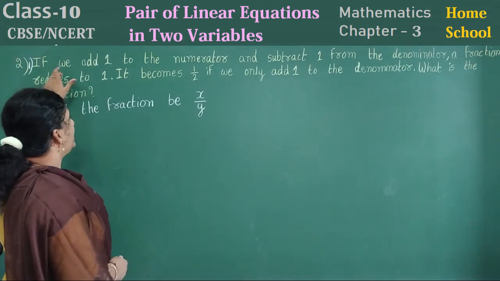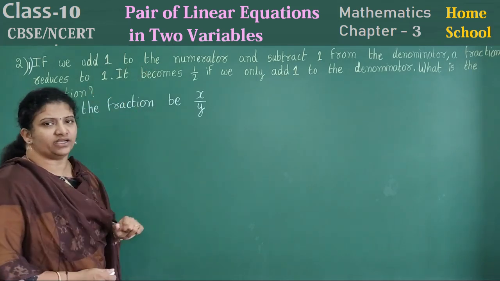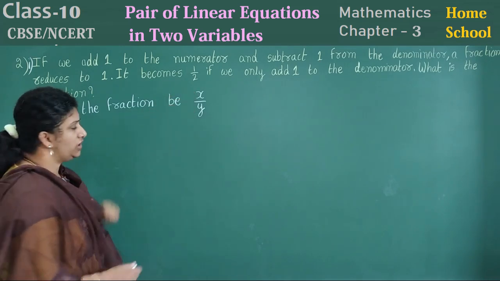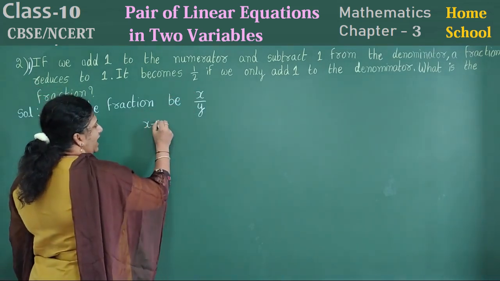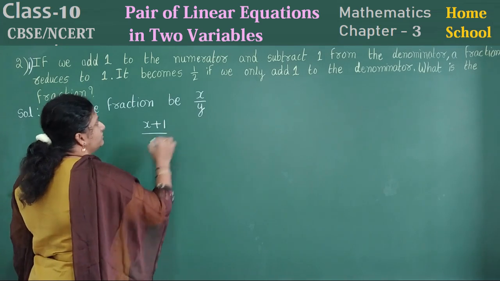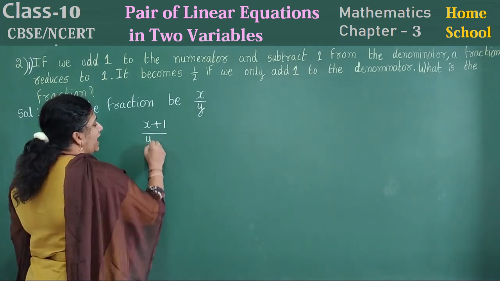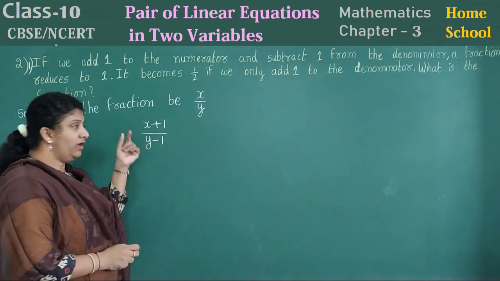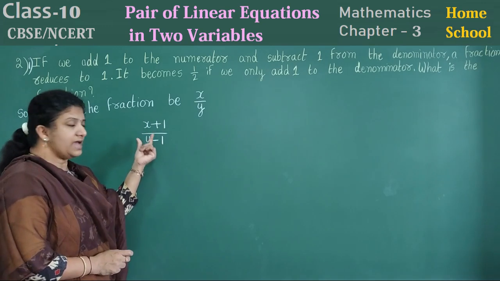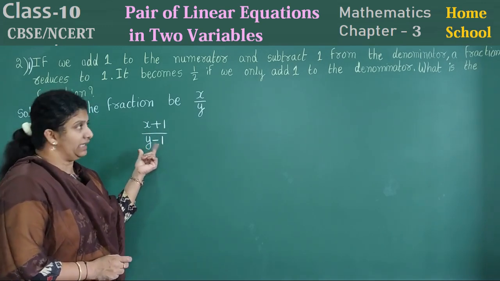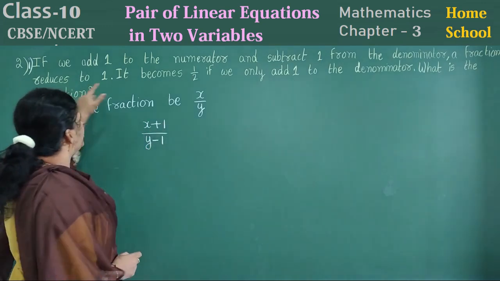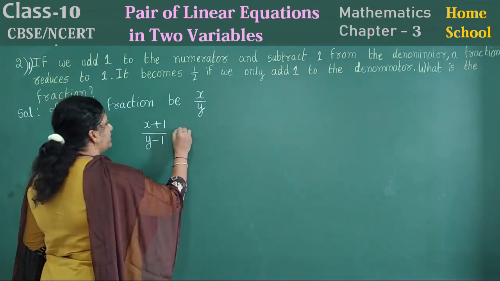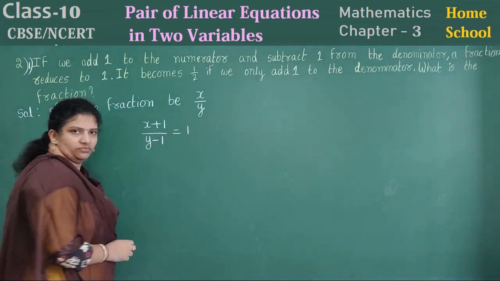Now read once again. If we add 1 to the numerator, this is numerator and this is denominator, right? Add 1 to the numerator and subtract 1 from the denominator. Are you all following here? Add 1 to the numerator and subtract 1 from the denominator. If fraction reduces to 1, what happens? This fraction will be reduced to 1 means equal to 1.